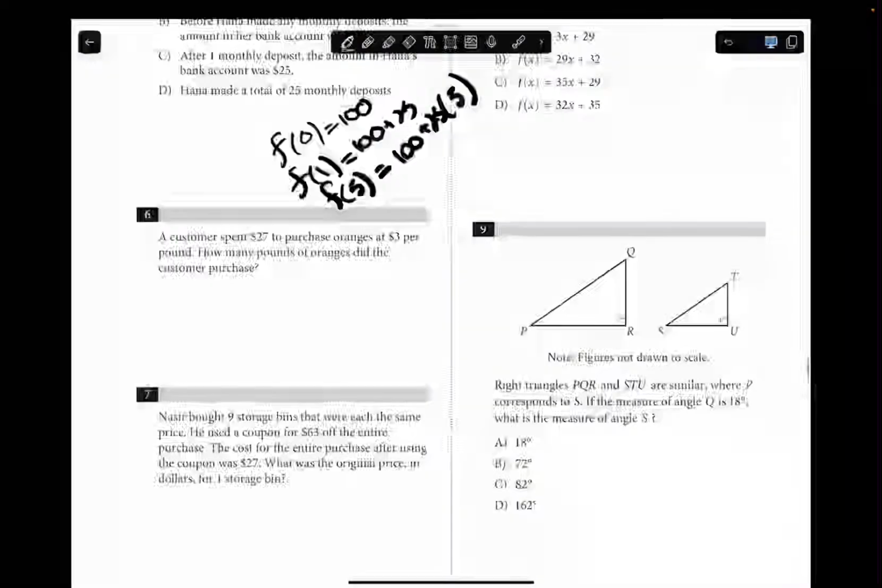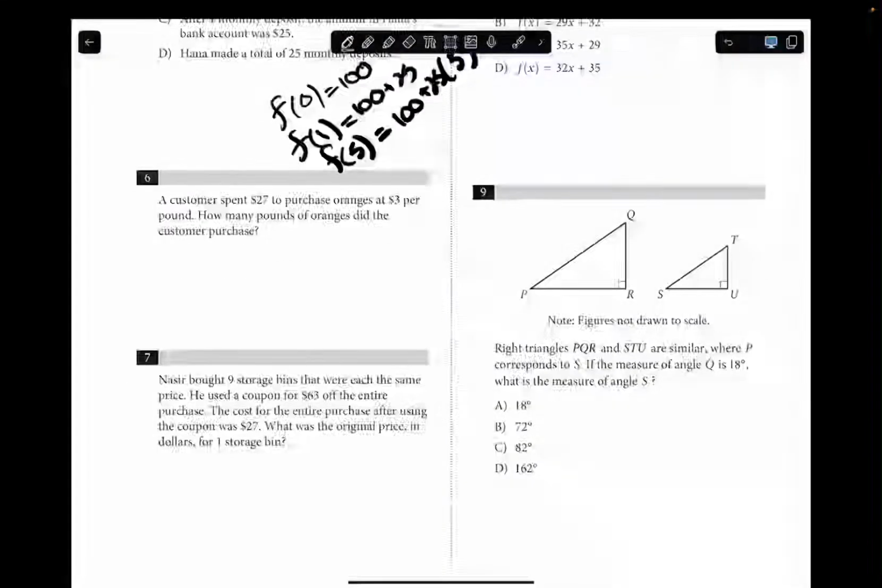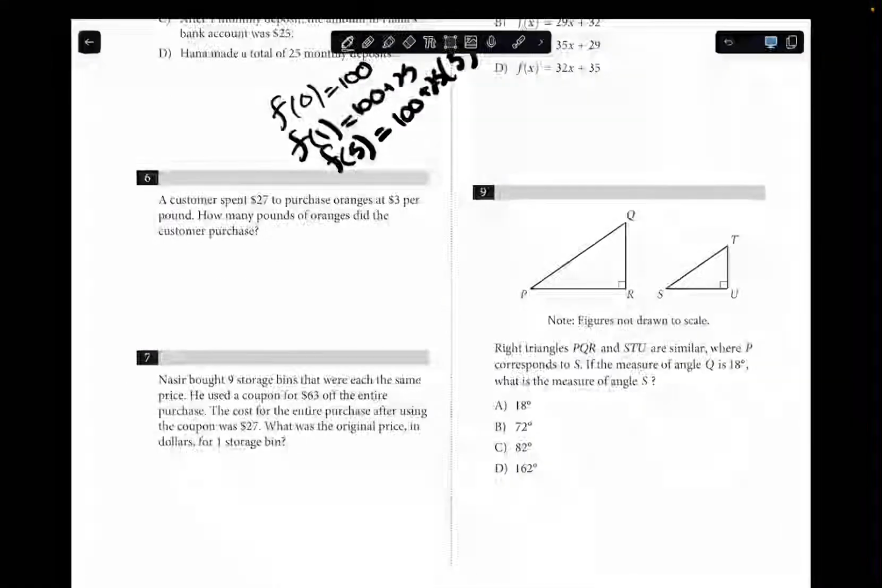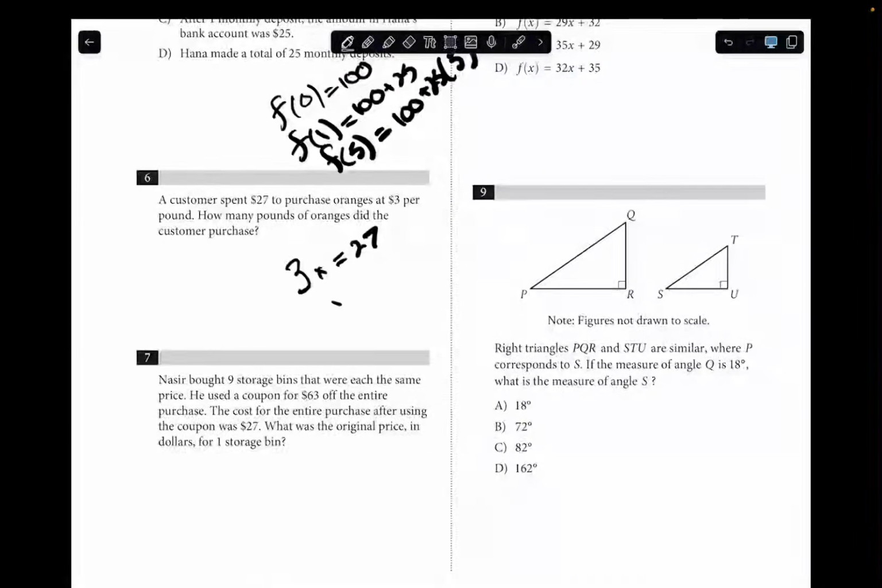6, a customer spent $27 to purchase oranges at $3 per pound. How many pounds of oranges? So it's basically 3x equals 27, x equals 9. So how many pounds of oranges? Oh, yeah. How many pounds? He purchased 9 pounds.